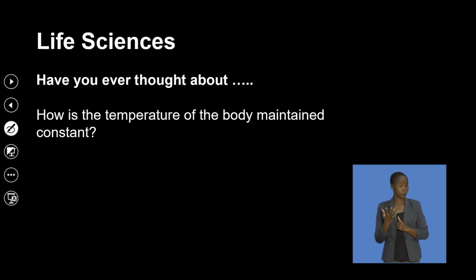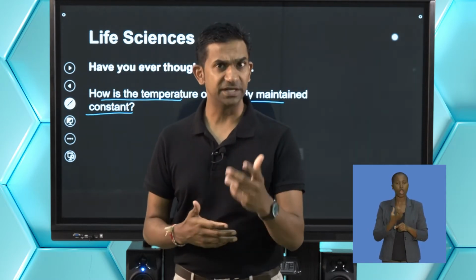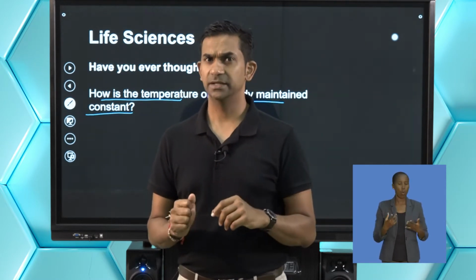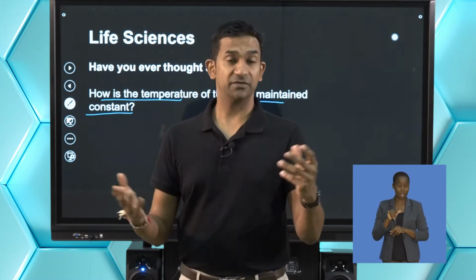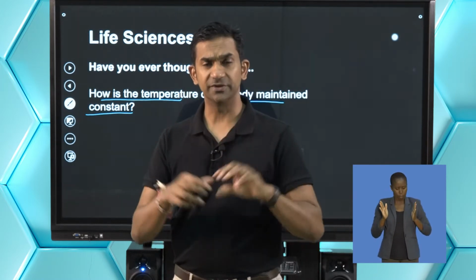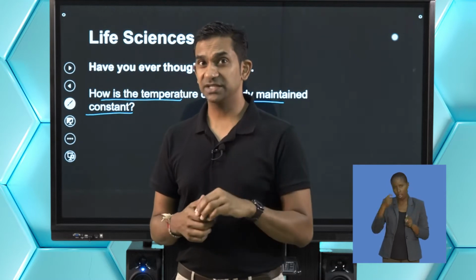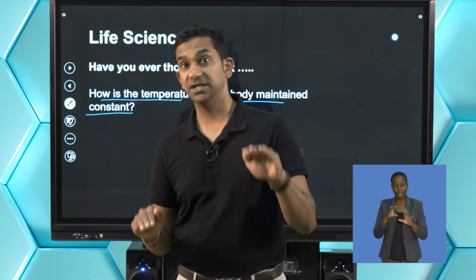So, have you ever thought about the following? How is the temperature of the body maintained constant? You know that recently we've had to constantly measure our body temperatures when we've entered different venues or you've been to school. And you would notice that generally there seems to be a normal temperature range which everyone's looking out for. So what is it that keeps the body within that normal range?